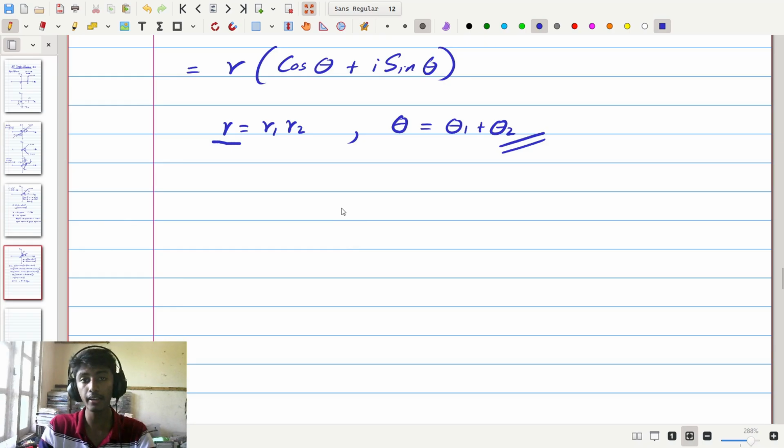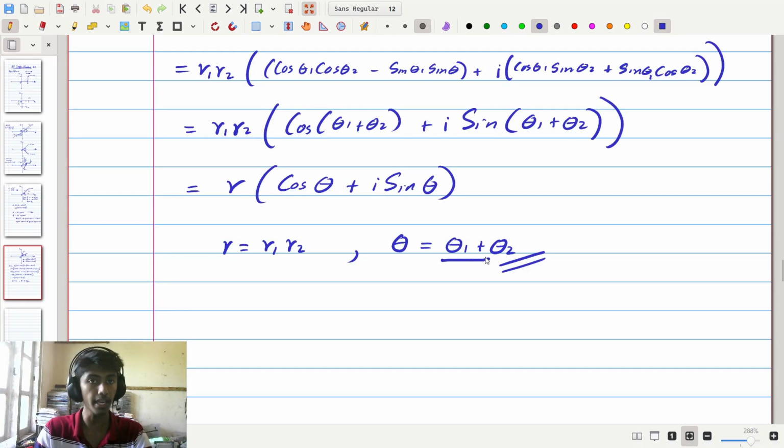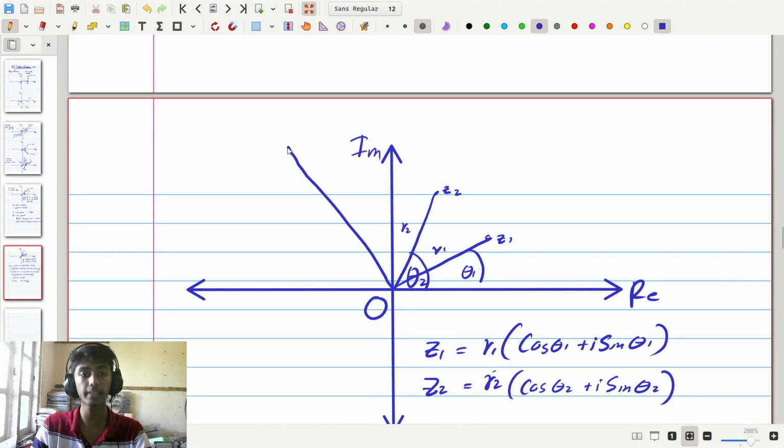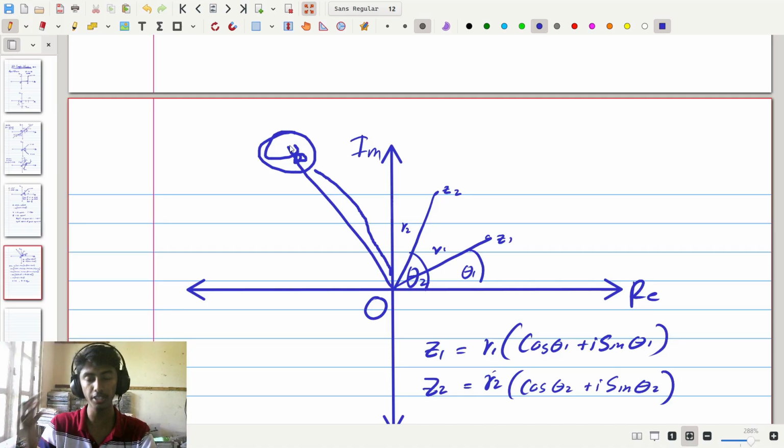And for the angle, you just add the two angles together, and then you can use a protractor or a compass to draw a line in that direction, and then go a distance of R1 times R2 along that line in order to find the respective point. So in this case, let's suppose that R1 times R2 is this length right here, and theta 1 plus theta 2 is this angle right here. Then this point corresponds to Z1 times Z2.